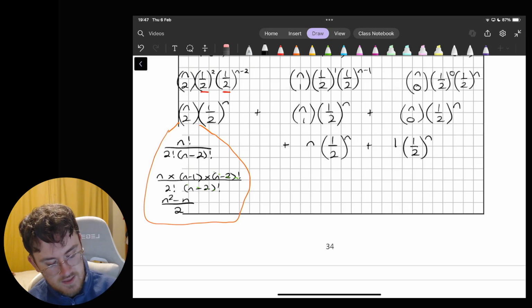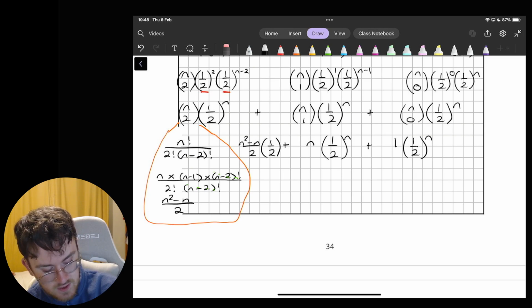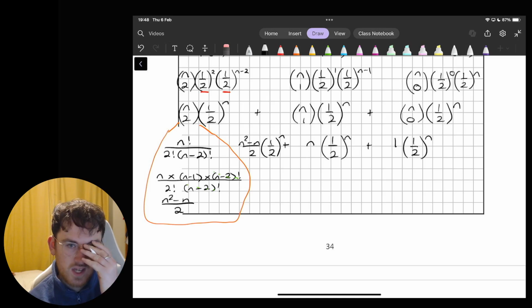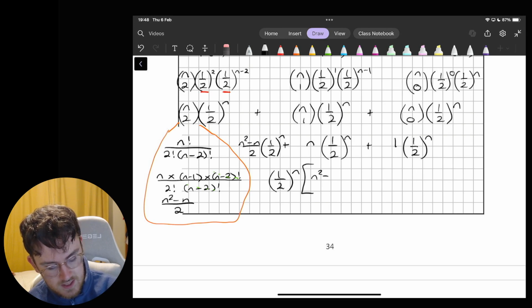So to express that then in our question here, it becomes n squared minus n over 2 times a half to the power of n. We have a common factor here of a half to the power of n. So let's see what's left behind. N squared minus n over 2 plus n plus 1.